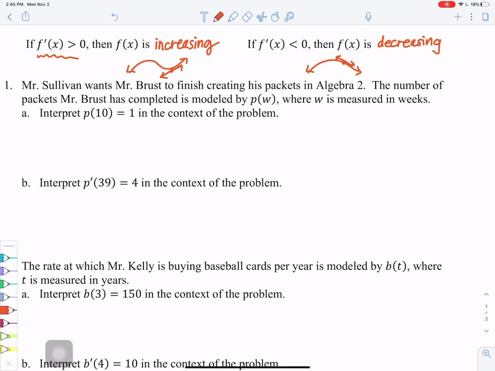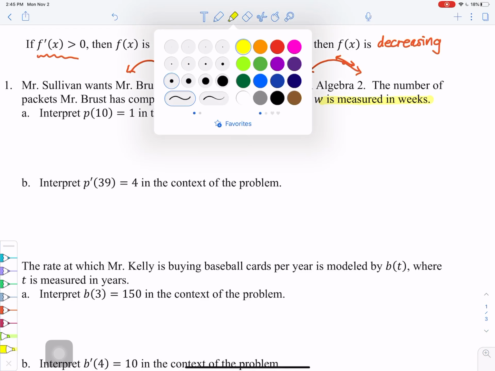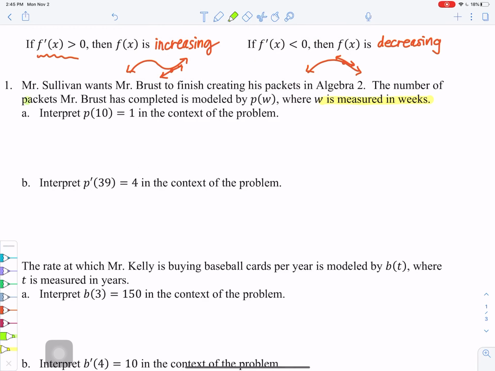Okay, now let's go ahead and take a look at this first example. Mr. Sullivan wants Mr. Brust to finish creating his packets in Algebra 2. The number of packets Mr. Brust has completed is modeled by P of W. Now, W is measured in weeks, okay? And the number of packets is P, okay? So now let's take a look. What does P of 10 equal 1 mean?